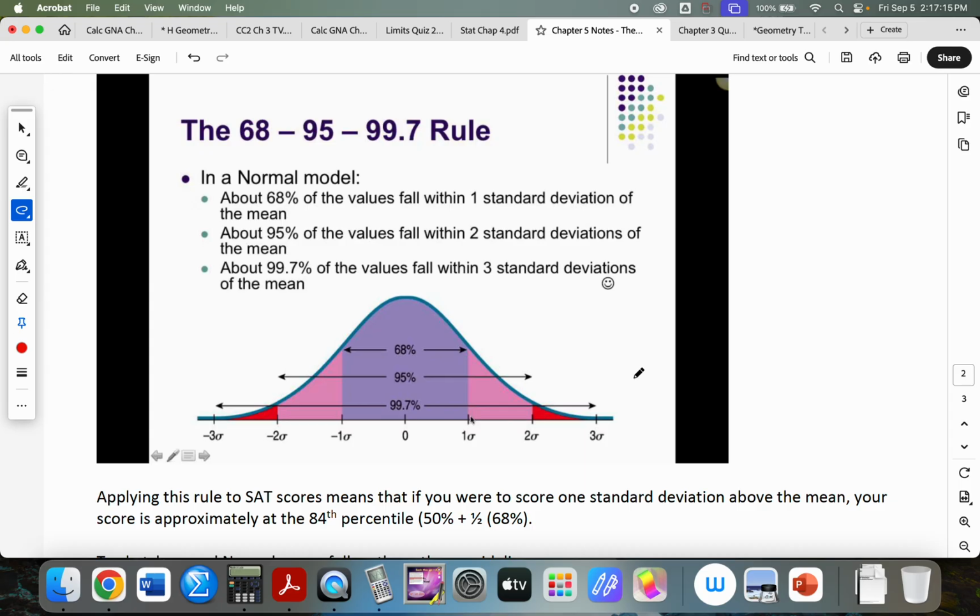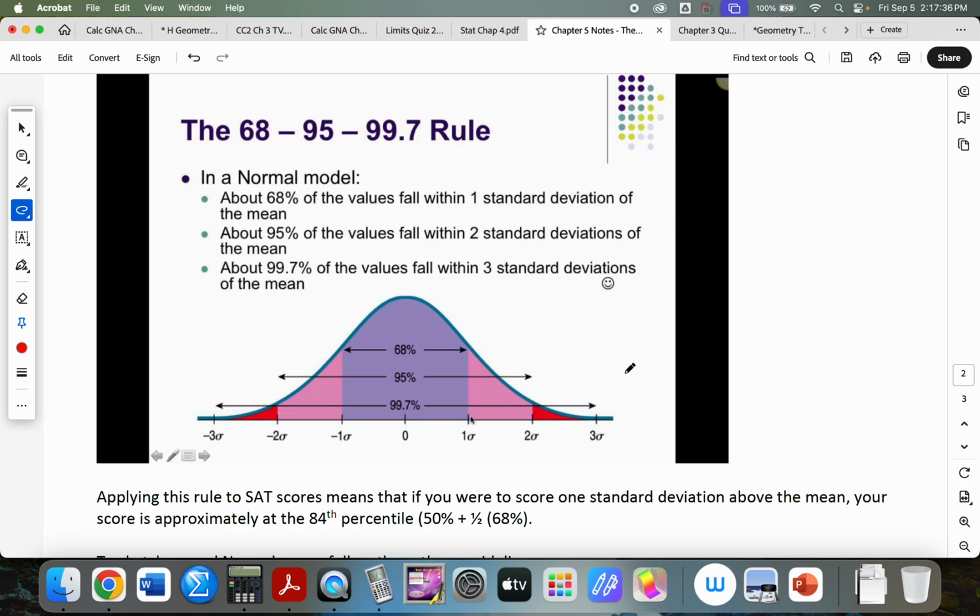We've talked about outliers for data sets using the interquartile range. When you're using the standard deviation, if anything is 3 or more standard deviations away from the mean, that's going to be an outlier.